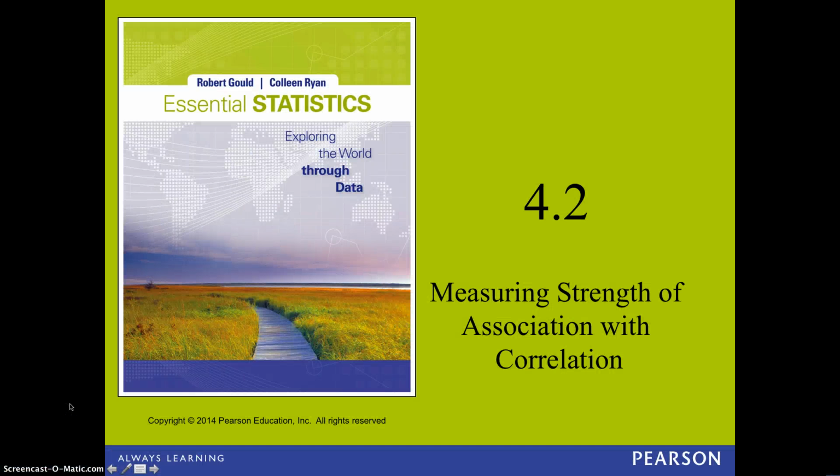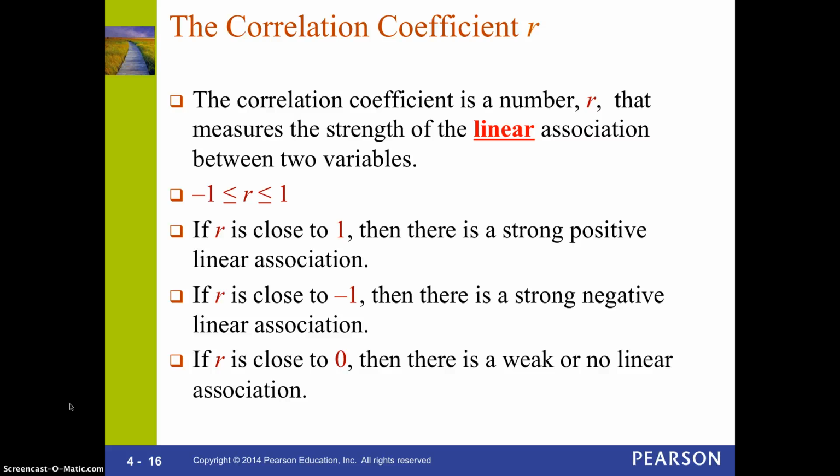So in the next section, we're going to talk about measuring the strength of the association with a number, and that number is actually what we refer to as the correlation. Okay, so the correlation is always denoted by the letter R. If you remember back when we were talking about means and standard deviation, we had X bar and S to represent mean and standard deviation, and now we have this R that measures how linear the association is between two variables.